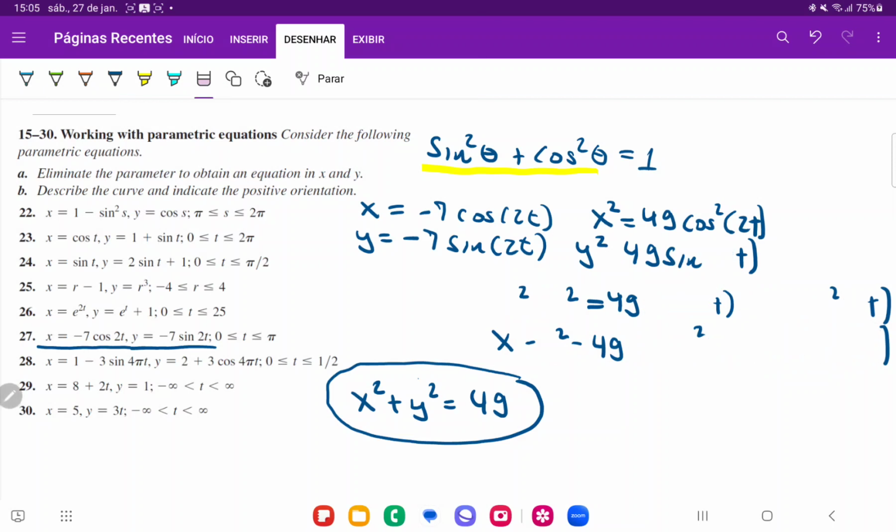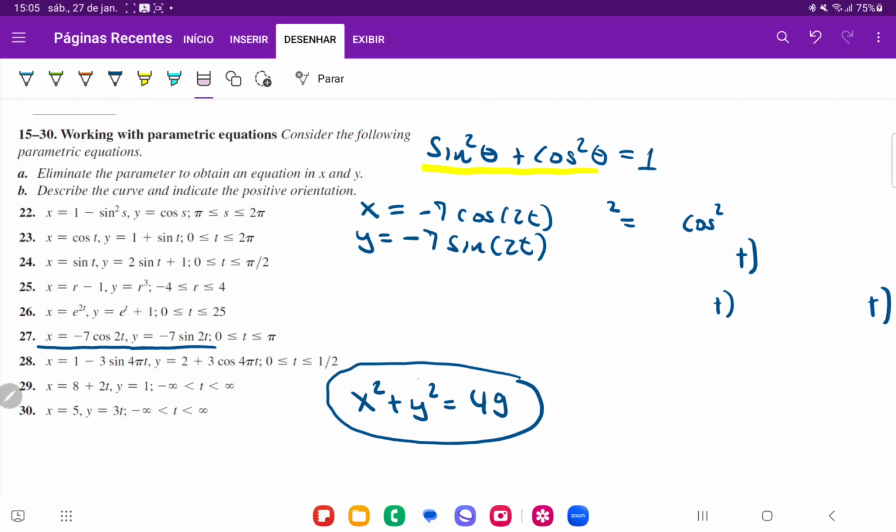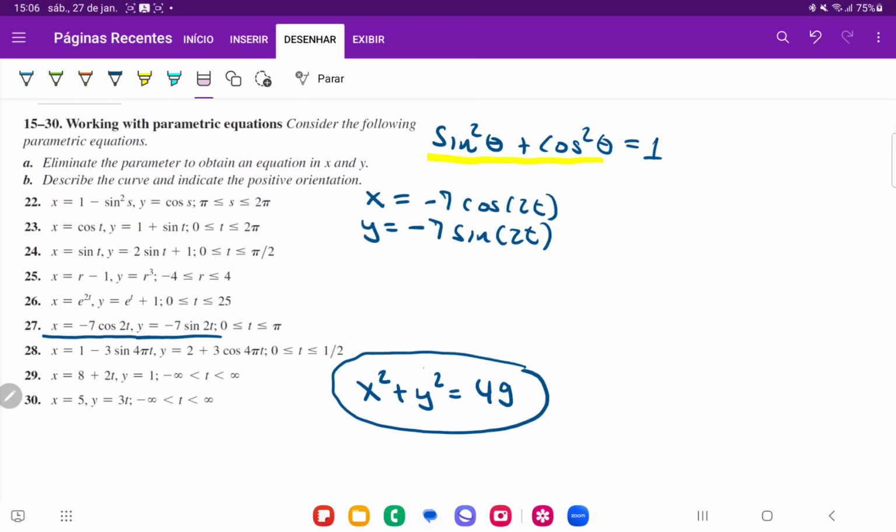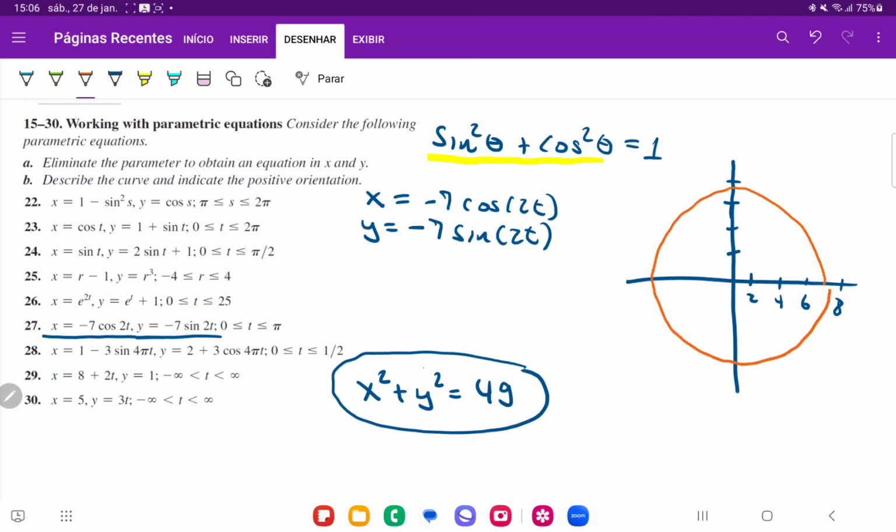Let me erase all of this stuff here so that we have some room to work. This equation, x squared plus y squared is equal to 49, is just a circle that is centered at the origin with radius 7. So maybe you can see that's 2, 4, 6, 8. And so this would just be a circle with radius 7 that would go something like this. So this would be the point 0, 0.